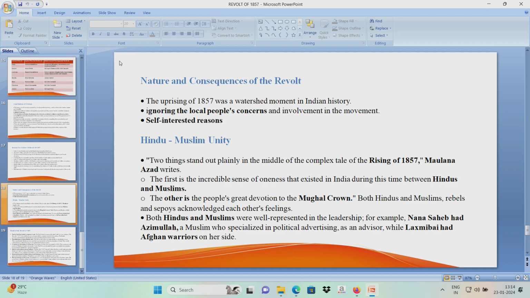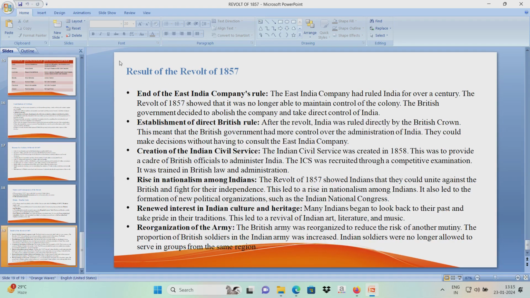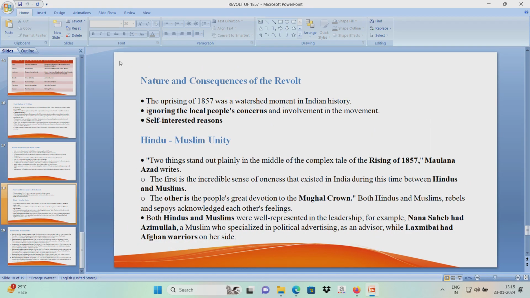Both Hindus and Muslims were well represented in the leadership. Nana Sahib had Azimullah, a Muslim who specialized in political advertising, as an advisor, while Lakshmi Bai had Afghan warriors on her side. Thus, the events of 1857 revealed that prior to 1858, India's people and politics were not fundamentally communal or sectarian.